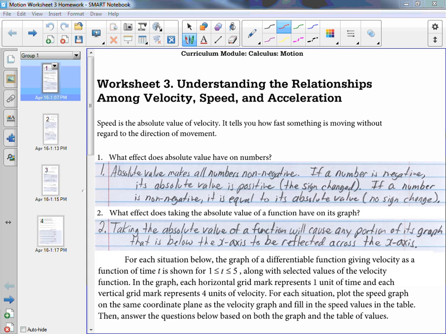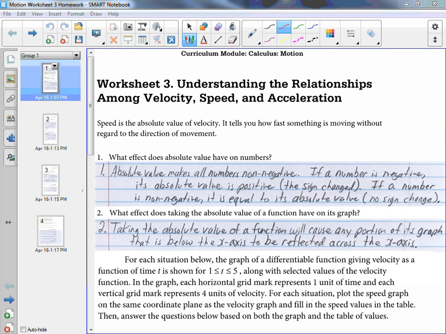All right? So, speed is the absolute value of velocity. It tells you how fast something is moving without regard to the direction of movement. And we knew that. Number one, what effect does the absolute value have on numbers? Well, it makes all numbers non-negative. Don't say it makes them positive. Does it make 0 positive? No, the absolute value of 0 is not positive. Okay? It makes them non-negative.